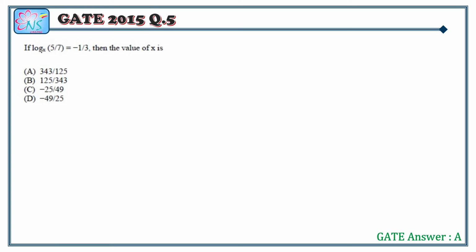Question number 5: if log base x of 5 by 7 is equal to minus 1 by 3, then the value of x is. First of all, do you know the meaning of log? If you don't, I will explain with two examples. The first one is log base 2 of 4. Here 2 is the base of the log, and that means we want to find what power of 2 gives the value 4. You know that 2 squared is equal to 4, so log base 2 of 4 is 2.